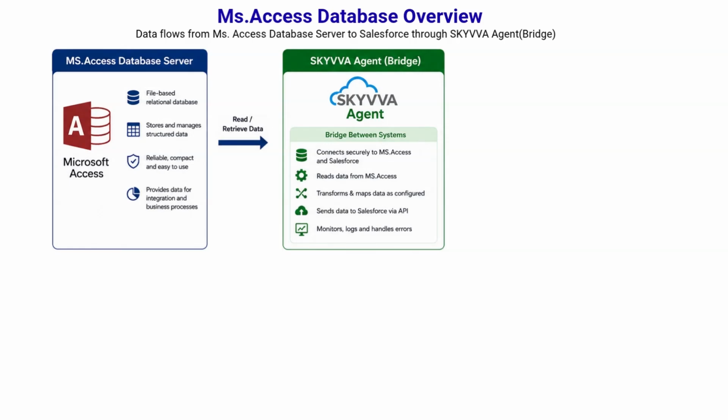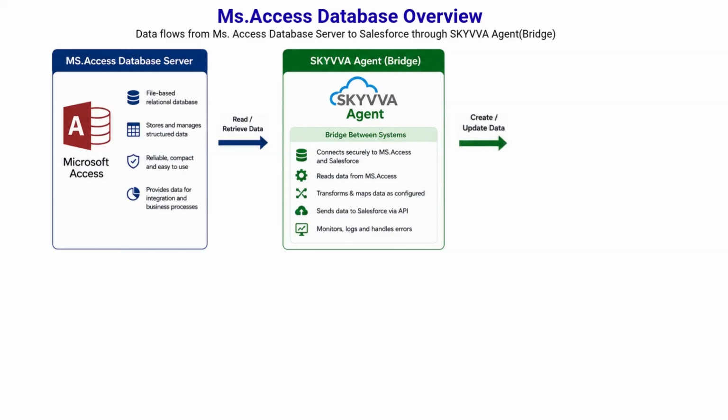The SKYVVA agent performs several important tasks: it establishes a secure connection between Microsoft Access and Salesforce, reads business data from the Microsoft Access database, maps Microsoft Access fields to the corresponding Salesforce objects and fields, transforms the data into the format expected by Salesforce, validates the data before it is sent, monitors the integration process, records execution logs, and handles any errors to ensure reliable and secure data processing. The SKYVVA agent ensures that the data transferred to Salesforce is accurate and ready for processing.